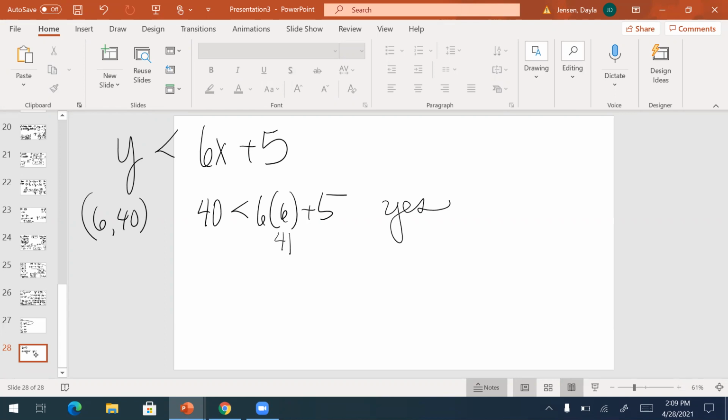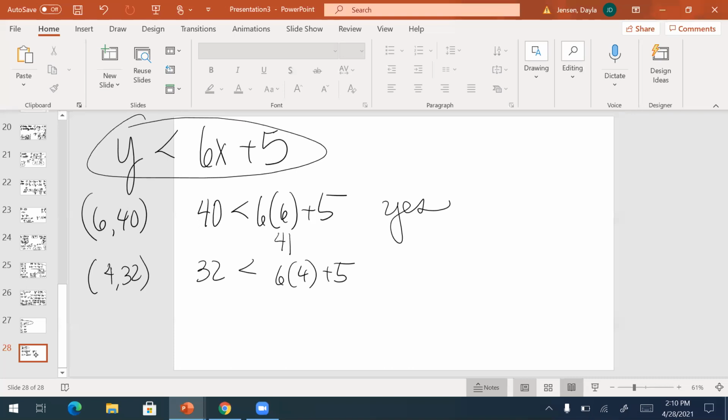What about this ordered pair? 4, 32. So y is 32. Is it less than 6 times 4 plus 5? I'm going back to that original inequality. Is 32 less than 24 plus 5, 29? No.